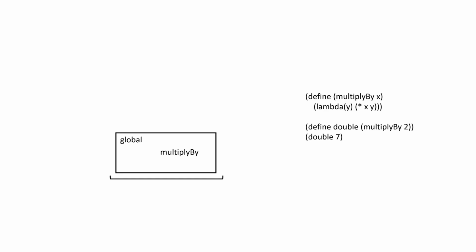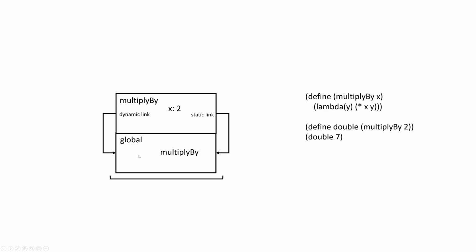So here we have again the multiply by code, and we have a global activation record, and in that activation record we have a binding for multiply by, which is this function here. Now, in the line below that it says call multiply by 2, and whatever that returns, we're going to bind to double. So to call multiply by 2, we create an activation record for multiply by with the parameter x bound to the argument 2. We need to create dynamic and static links, which in this case both point to the global scope.